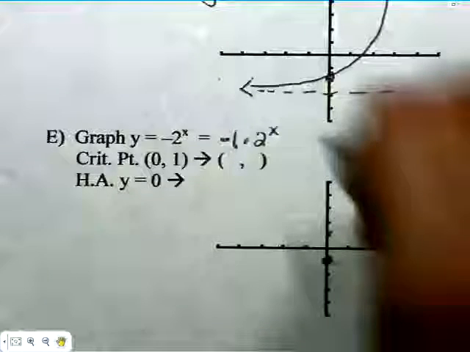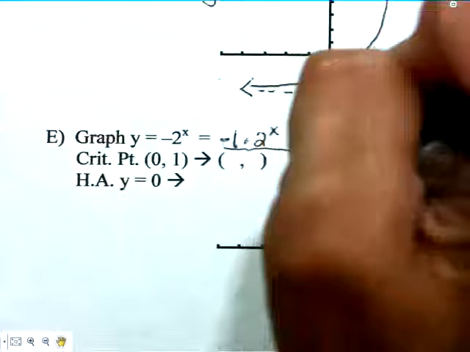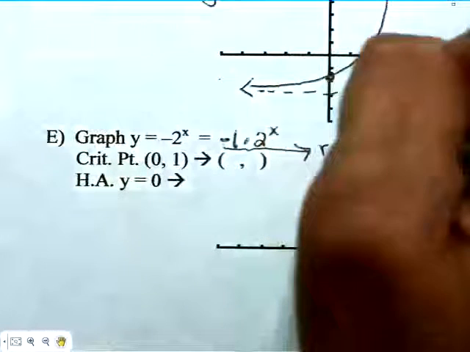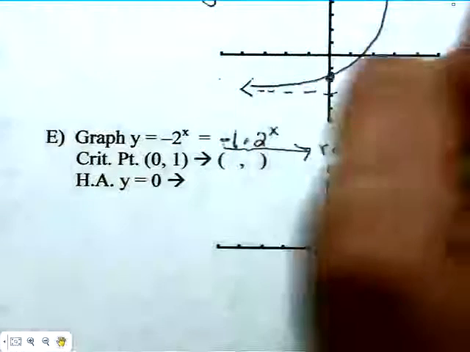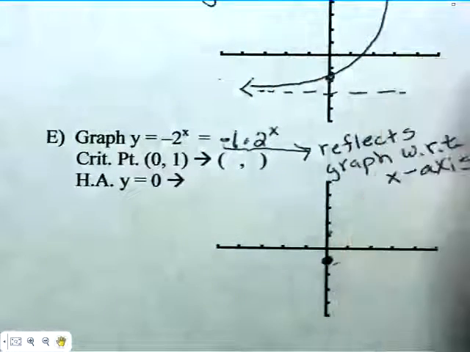This negative coefficient reflects the graph. WRT is with respect to the x-axis.